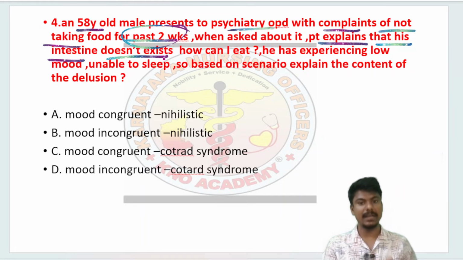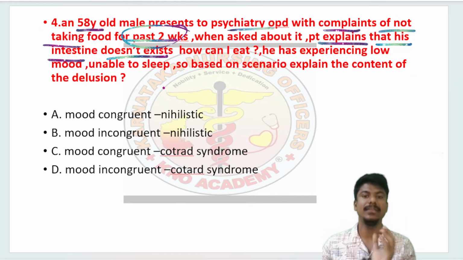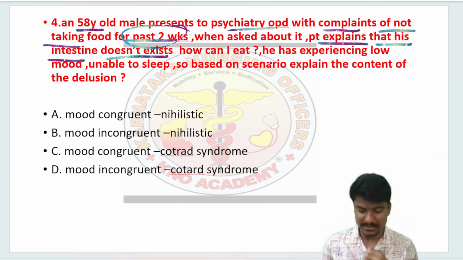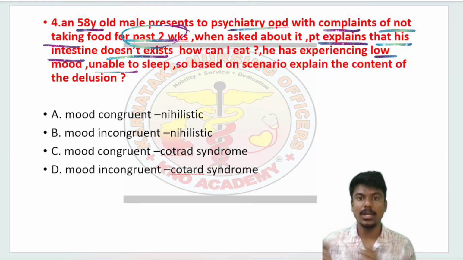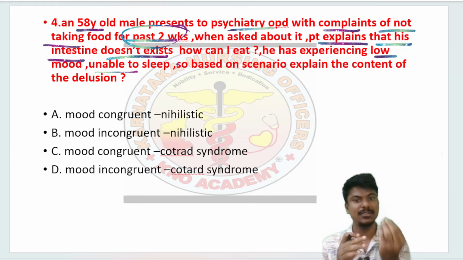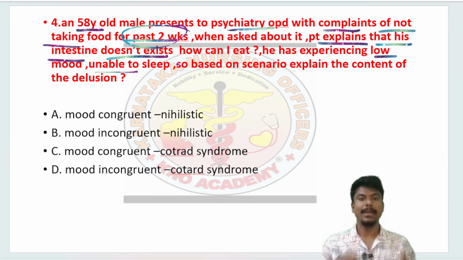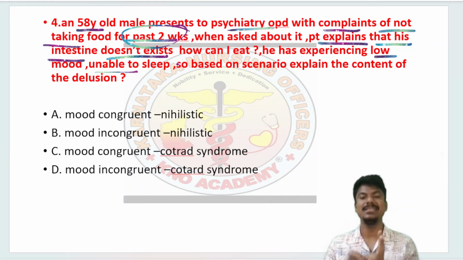If you ask why he is not having food, he will explain: my intestine does not exist, so how can I eat like that? Along with this, he is experiencing low mood and is unable to sleep. He has not had food for 2 weeks. Means he is in depression now.